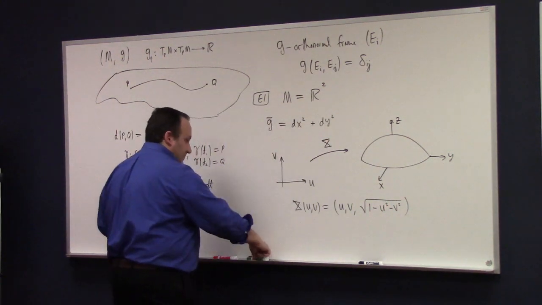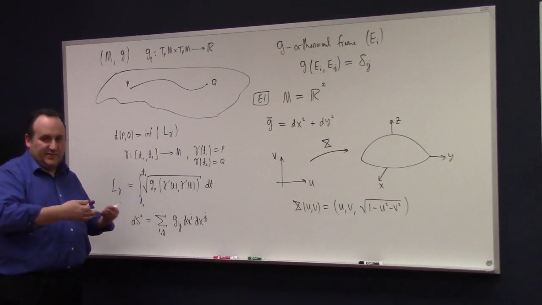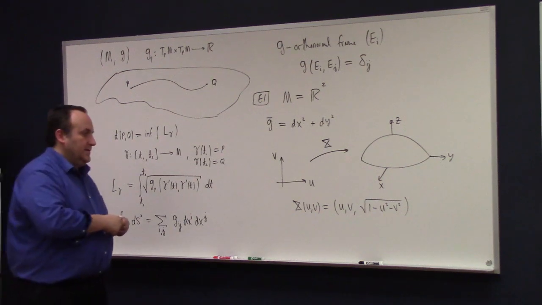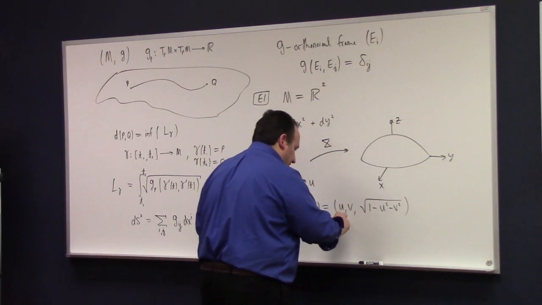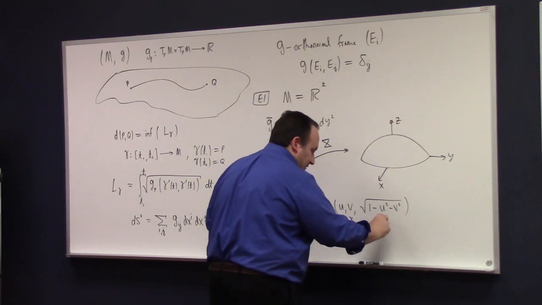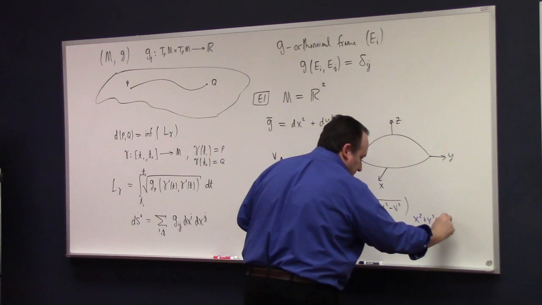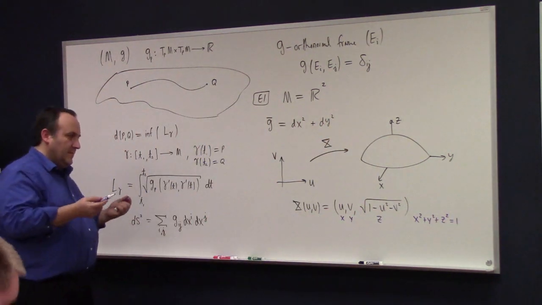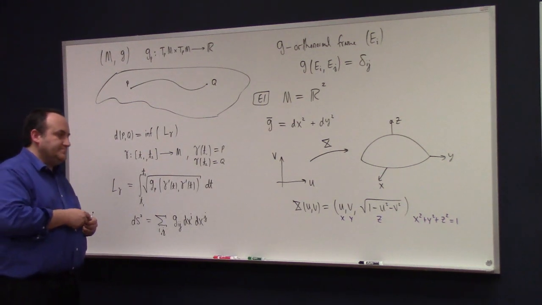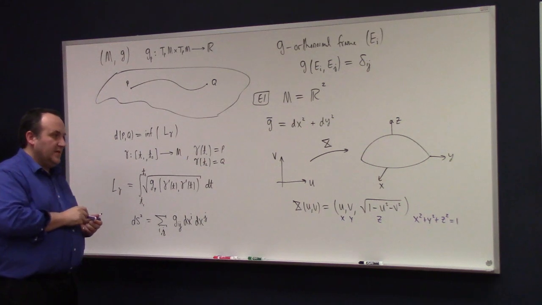If you look at that, that definitely is a patch on the sphere. The inverse of X would be a chart on the sphere, part of the sphere anyway. If you think of this as x, this as y, this as z, you can easily see that you've got x squared plus y squared plus z squared equal to 1. So that's definitely a parameterization of the upper hemisphere.